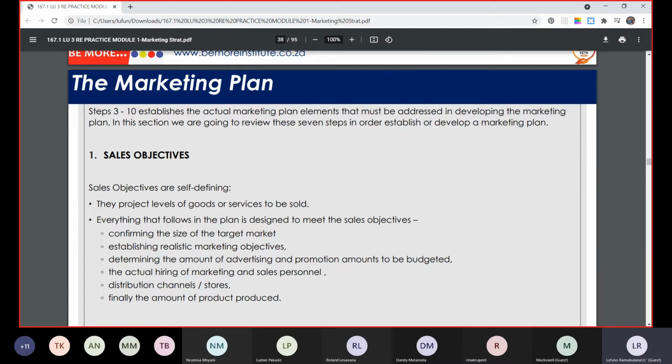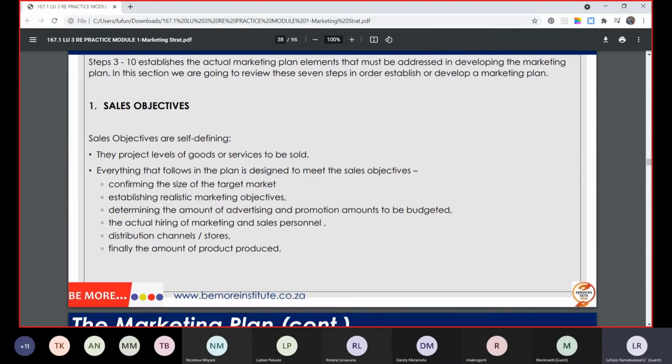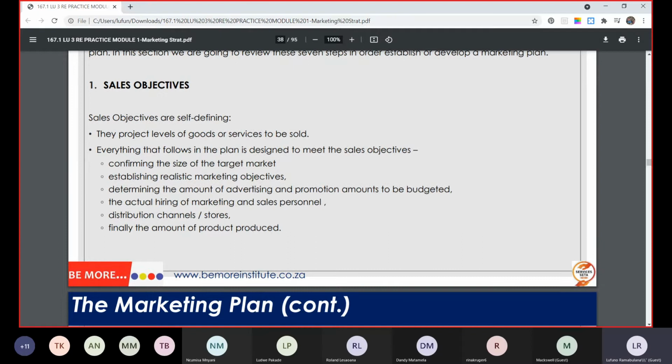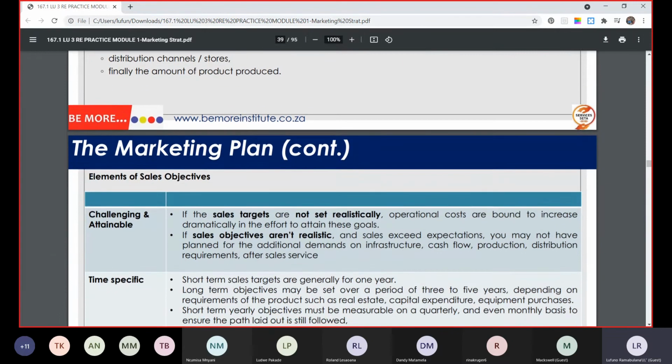Your sales objectives. We've looked at that at the top. So we are unpacking some of these things so that it's much clearer. Your sales objectives are self-defining. They project levels of goods or services to be sold. Everything that follows in the plan is designed around the sales objectives: confirming the size of the target market, establishing a realistic marketing objective, determining the amount of advertising and promotion to be budgeted, the actual hiring of marketing and sales personnel, distribution channels, and finally the amount of the product to be produced.